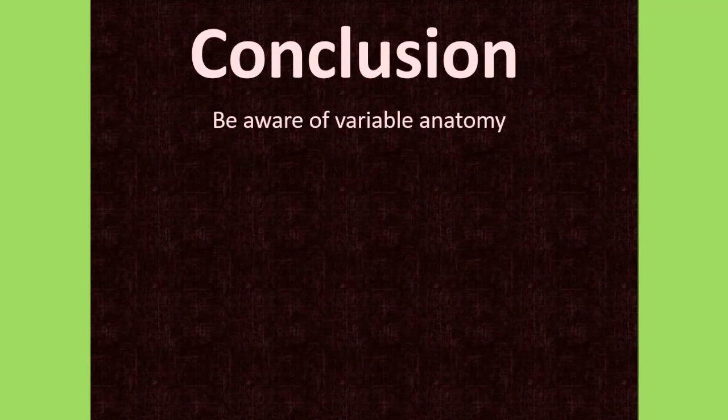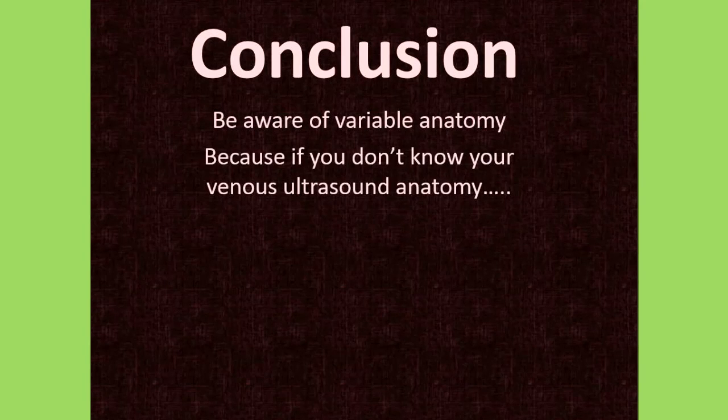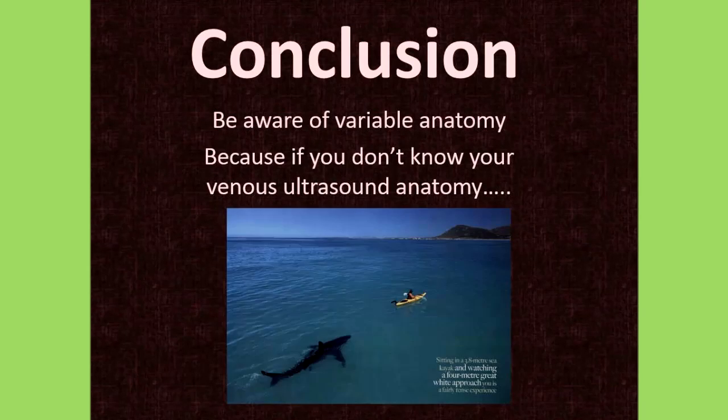So, in conclusion, I would tell you that you ought to be aware of variable anatomy in the thigh and the leg. Venous anatomy is quite variable. And if you don't understand the venous anatomy in the leg, you may encounter some difficulties you might not have anticipated.